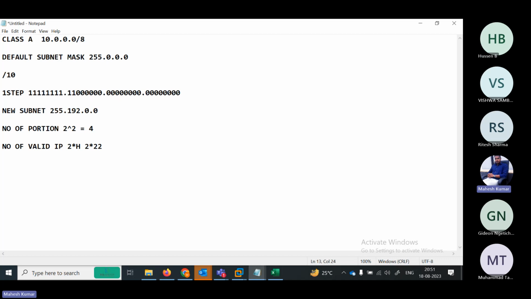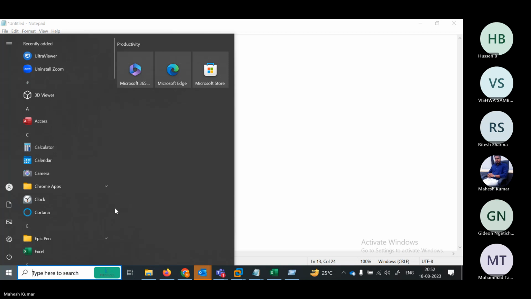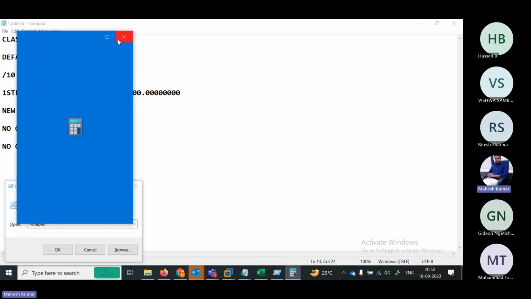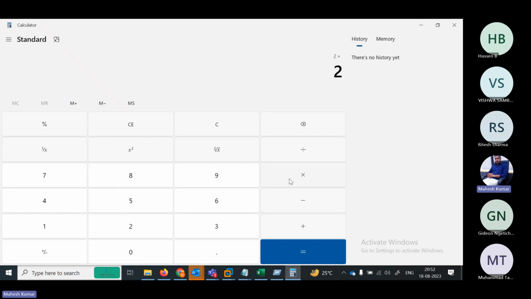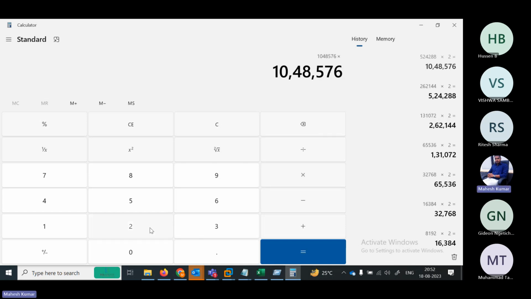After that, how many total subnets will we get? If you calculate in the calculator and count it, 1, 2, 3, up to 21 and 22. So 41 lakh. How many total hosts will you connect in class A with this? 41 lakh 94,304.